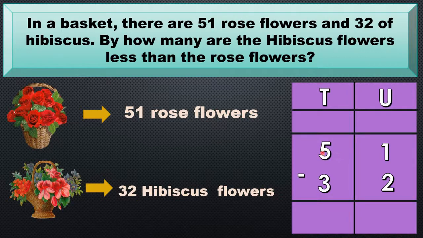So can we subtract 2 from 1? No, because 2 is more than 1. So what do we do? We borrow 1 from here, the tens place. So here remaining 4. So first we will solve the units place. 11 subtract 2 is equal to 9. Now tens place. 4 subtract 3 is equal to 1. So hibiscus flowers are 19 less than the rose flowers.